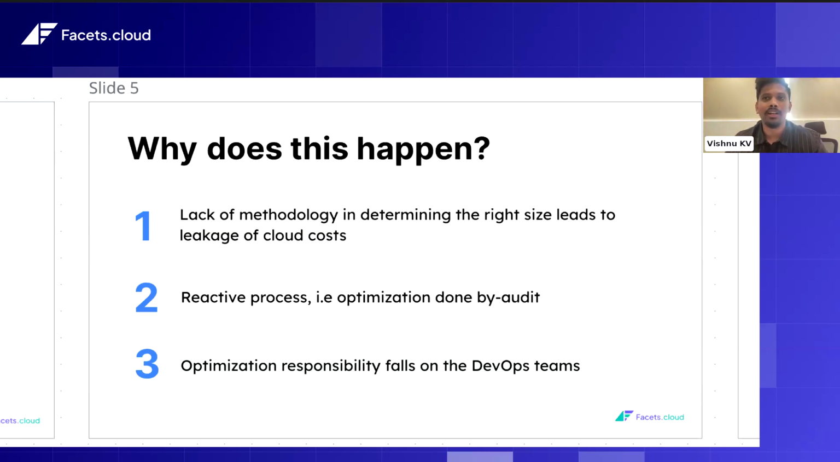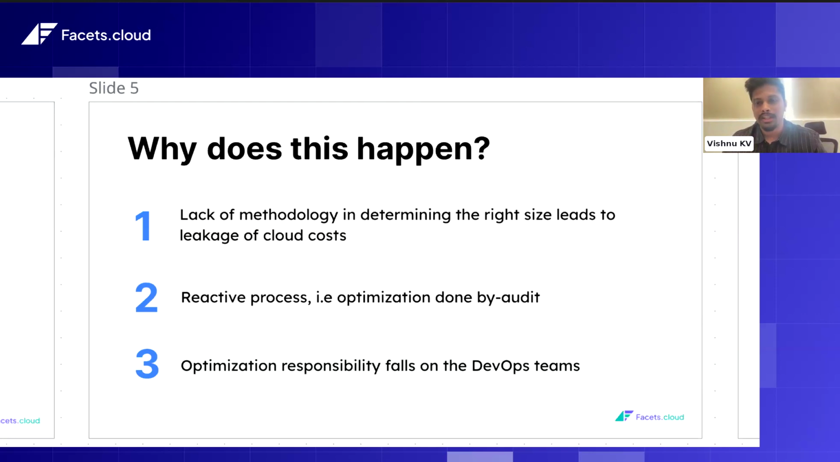Then an audit comes into place and people start bugging the DevOps people, saying that you have to do it and you have to optimize it. Basically, it comes into their responsibility. So this is more of a reactive process rather than a continuous process. These are all the issues that pile up one by one, and this is what is happening right now.